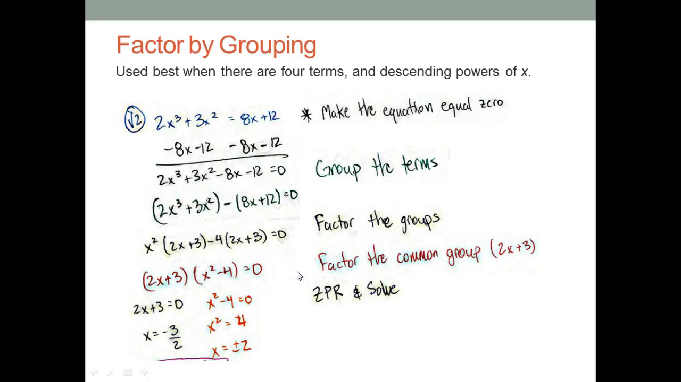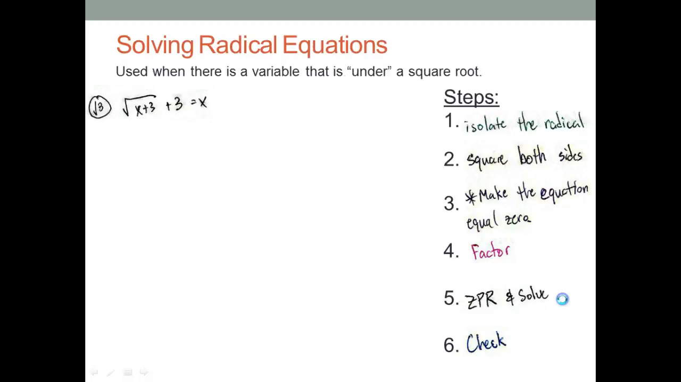Excellent. I use the zero product rule, and I'm going to solve each one. Again, isolating for x, so I subtract 3 and divide by 2, which gives me negative 3 halves. And here I add 4 to each side, and then I take the square root, and the square root of 4 is plus or minus 2. So I have 3 answers, negative 2, negative 3 halves, and positive 2. Excellent. Factoring by grouping, again, is used best when there are 4 terms in descending powers of x.